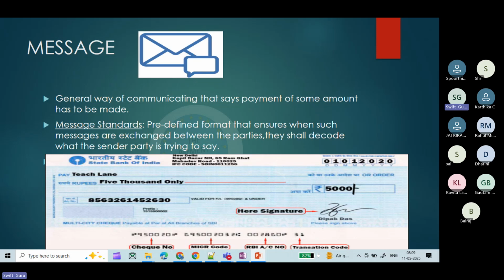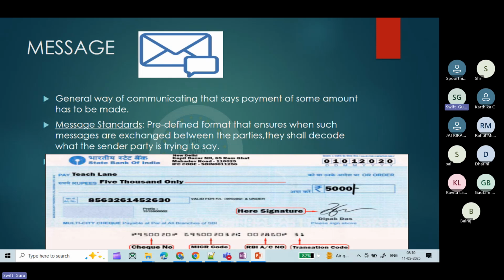The first one is the message. What is the definition of a message in a payment? In a payment, it is the general way of communicating that a payment of some amount has to be done. Take the example of a very ancient way of making payment: check payments. Digital payments have kept evolving decade by decade, but this is one of the messaging mechanisms by which people used to make a payment, and it has been in the banking industry for almost 100 years now.